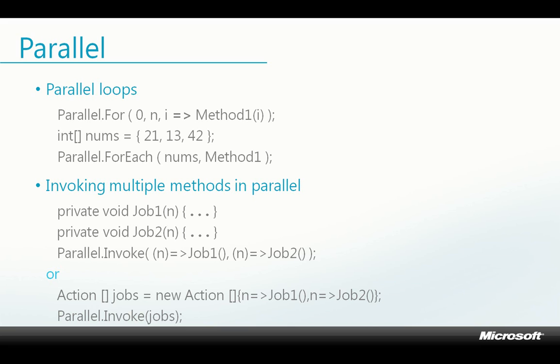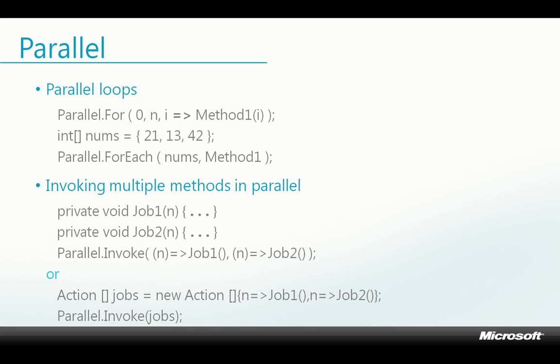In addition to tasks and futures, the TPL, the Task Parallel Library, also has a Parallel class. And the Parallel class has methods that make it easy to parallelize your work by using parallel loops and by invoking several methods to run in parallel. It automatically handles creating and terminating the threads you need, and like I said earlier, it's aware of the number of processors available on the machine it's running on, and it automatically adjusts the number of threads that it uses to match that.